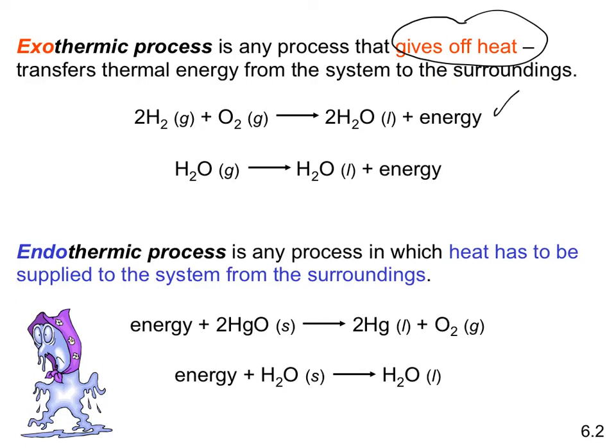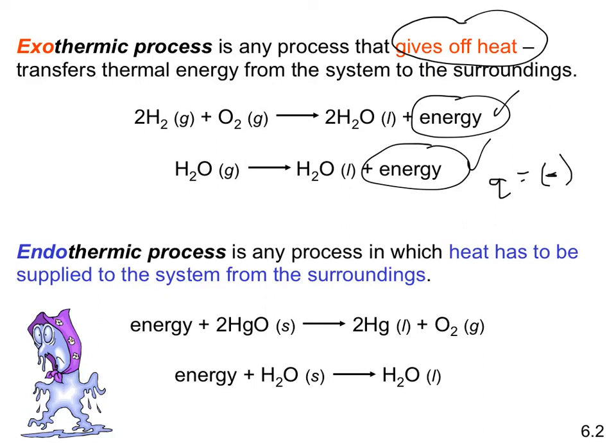Okay, so we have two exothermic reactions here. Notice that your energy, in this case specifically heat, is being given off as a product. So in exothermic reactions, energy release is part of the reaction. Q in this case is going to be negative, because we're releasing energy.